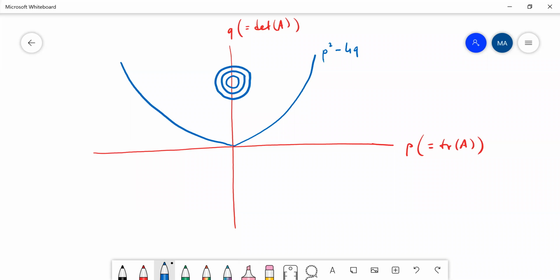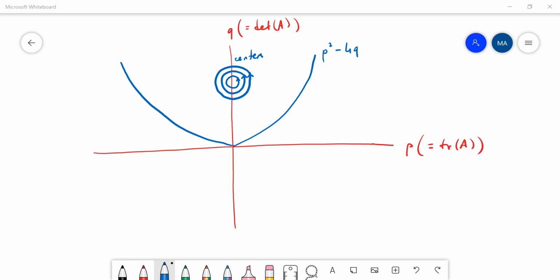Okay? We have centers here. Basically, P is 0 and Q is positive. Here we have spirals. Let me just double check. Yes.